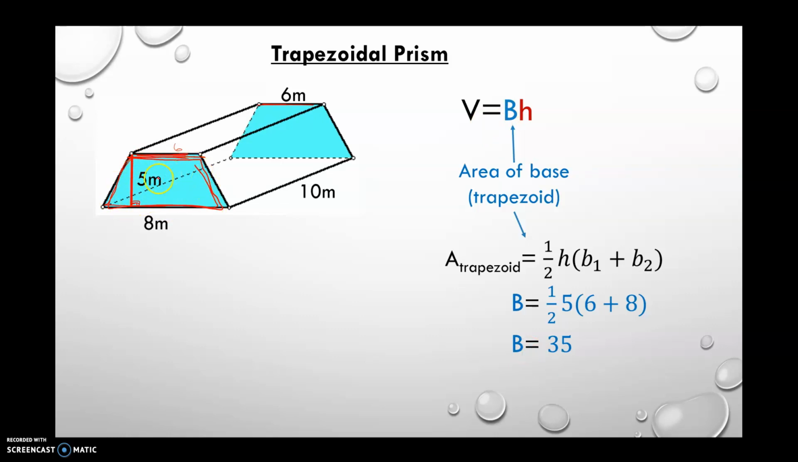And now I'm going to take my area of my base and I'm going to times it by the height of the entire prism. So that 10 is my height of the prism, so 35 times 10, and that gives me 350. Oh, and this should be cubed actually.